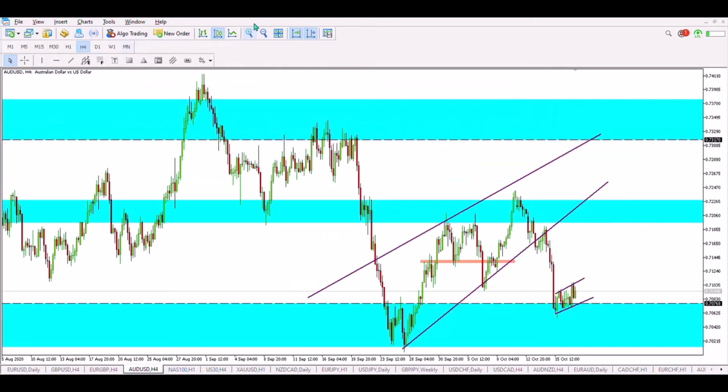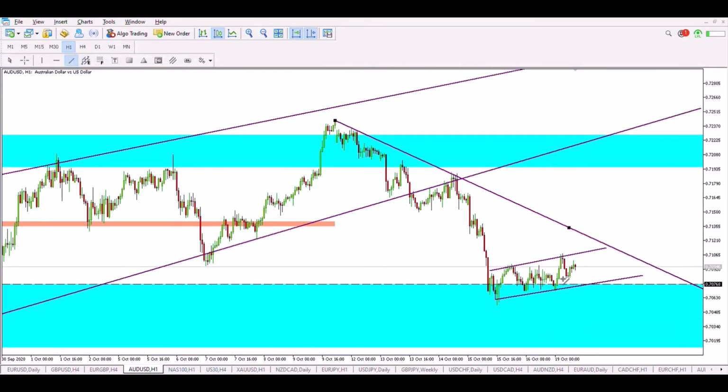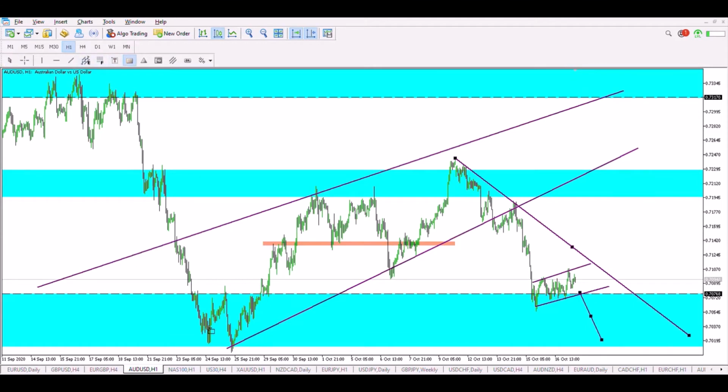Also, we have this 4-hour engulfing candle, which is usually a buy signal from the support zone, but I also see that in the last days we were trending down. And if we zoom in on the 1 hour, we can see that this is a flag pattern, which, if it gets broken from the lower side, then we can see continuation to the downside, probably to this support area right here, where the previous lows were. And this is what I expect for this pair.